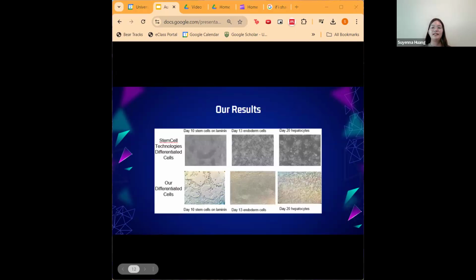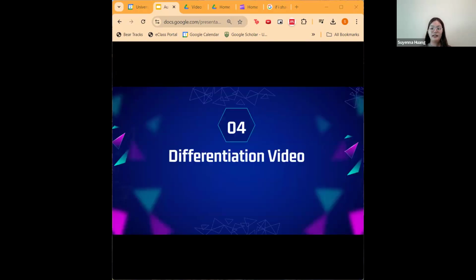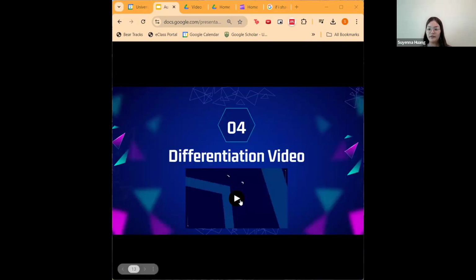And this is just a comparison of the results that we got to something from STEMCELL Technologies, who have developed the hepatocyte differentiation kit that we're using. And then now for the differentiation video.